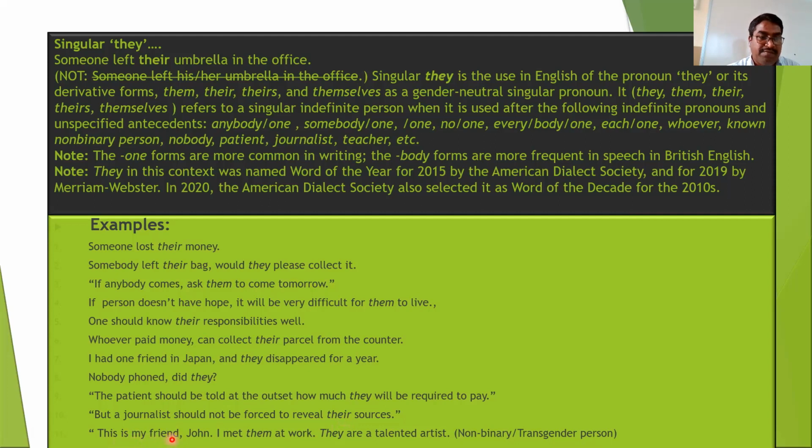Now look at the last example. This is my friend John. I met them at work. They are a talented artist. This is something very strange to listen to and read, because we know the person. We also know his name. His name is John, and we have met him quite a number of times in the past, and yet we are saying they are a talented artist. Why are we not saying either he is a talented artist or she is a talented artist?